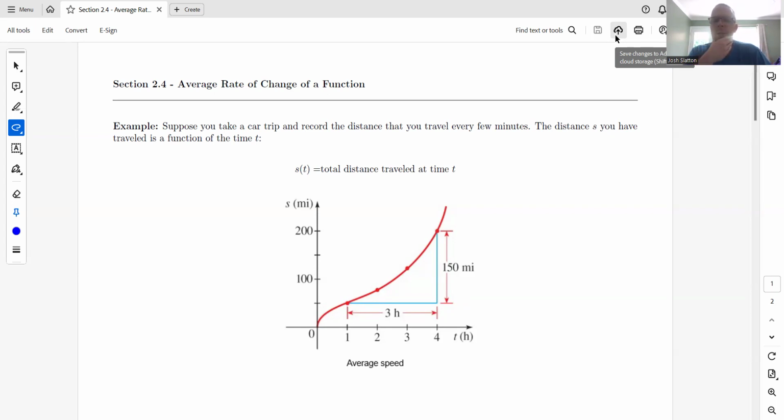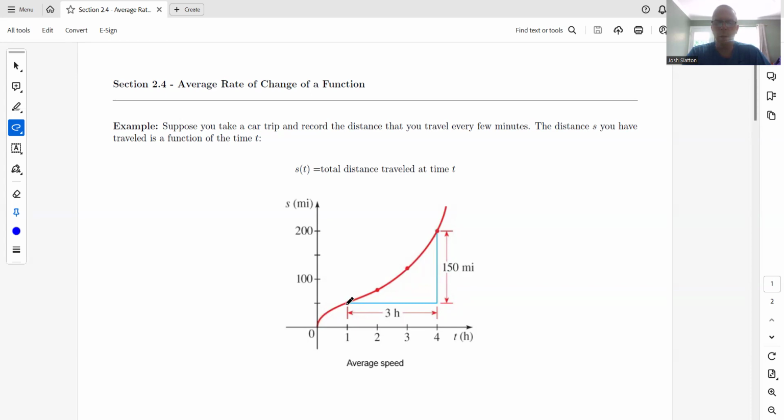So we have an example here. Take a car trip, record the distance that you travel every few minutes. The distance s that you have traveled is a function of the time. And you can see from this graph, this is not a linear function. So this is curved, and so it's going to have different rates of change depending on where you are.